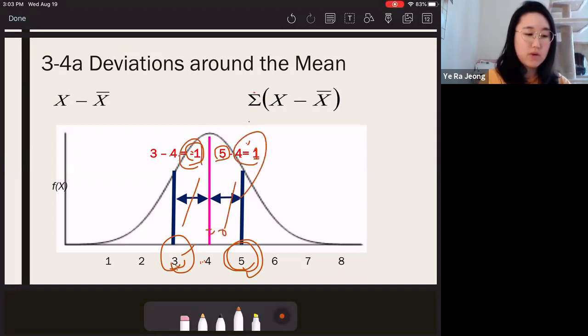So if you do the process for all these infinite numbers, they cancel each other out. So if you add up all the deviation scores, all the distances from each of the raw scores, it always adds up to 0.